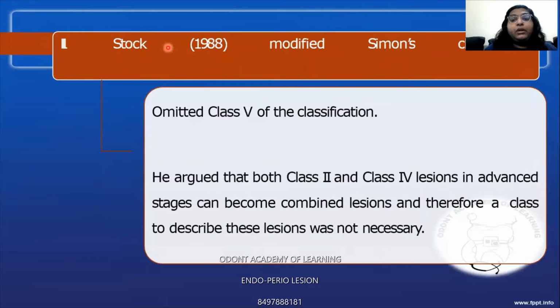Now coming to the modification of Simon's classification, he removed class 5 and said that both class 2 and class 4, in advanced stages, actually become true combined lesions, and therefore a separate class is not required for this lesion. So he omitted class 5, which is the true combined lesion.